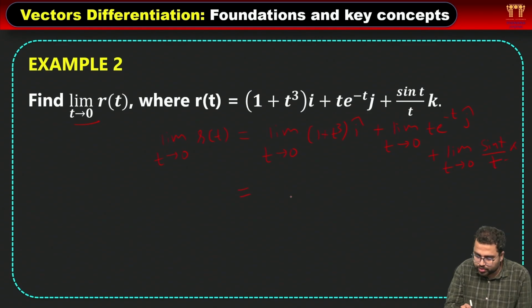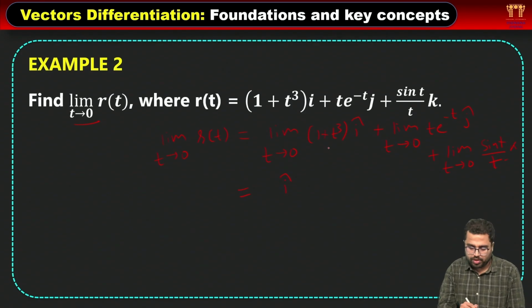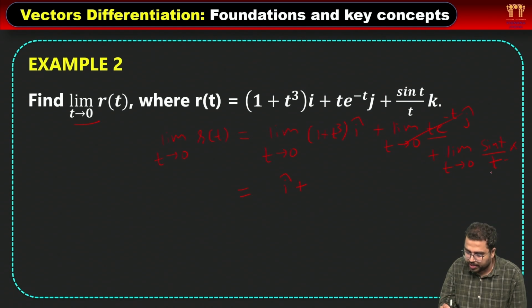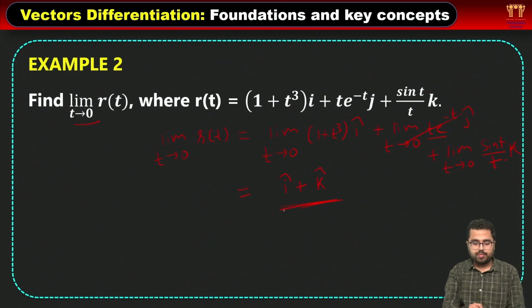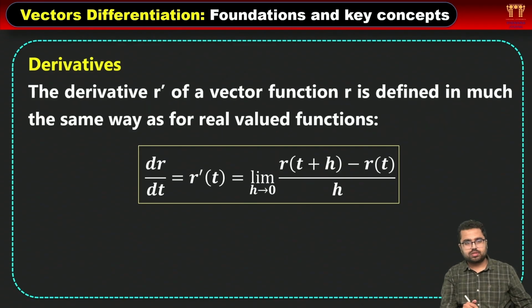So what it gives? This is nothing but limit t tends to 0 of 1 plus t cube is 1 plus this is gone, this is 0, and this is limit t tends to 0 of sin t by t, which is nothing but 1. So this is k. So what it gives me? This is nothing but i plus k. Limit t tends to 0 of r of t is i plus k. We'll see next.